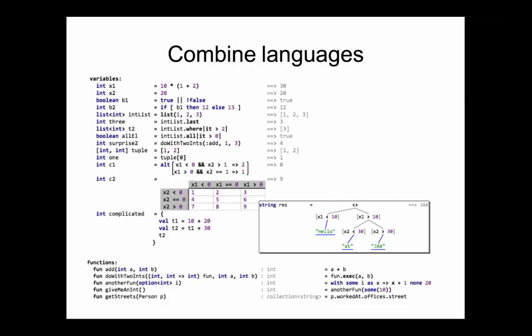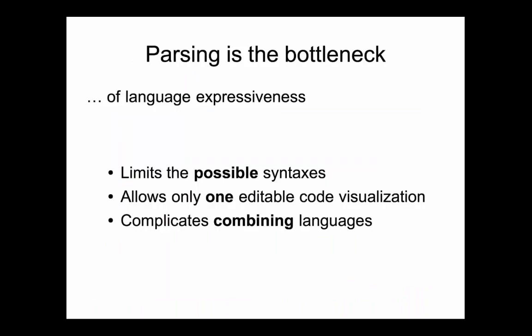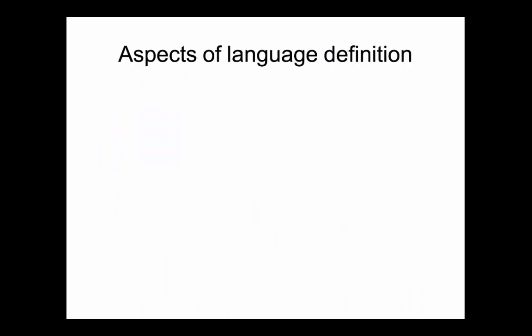And you can combine languages. If languages are not parsed, you can combine languages, even languages with incompatible notations. So you can have graphical nested inside textual, textual inside graphical. That is all possible if the language does not need to be understandable by a parser. So these are the sort of benefits that you get from a projectional editor.